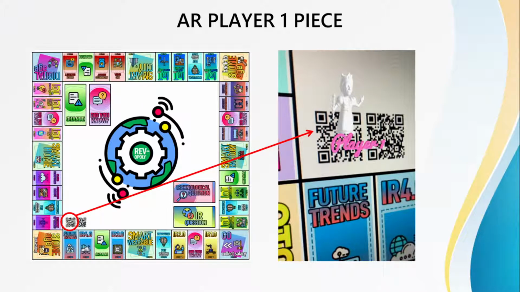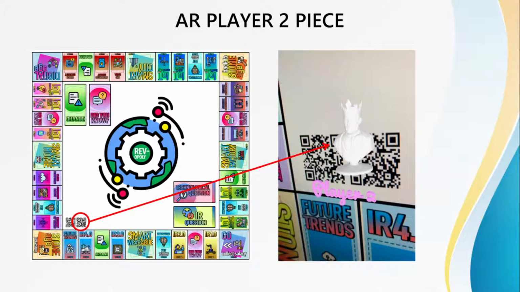For example here, the player's piece will be represented by a simple code or an image. When the player scans it, the AR will display a 3D image of the piece or token of the player, representing player 1. Similarly, for player 2, there will be 4 different pieces to represent different players.